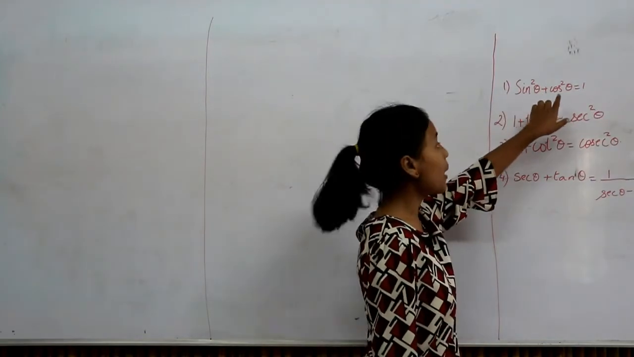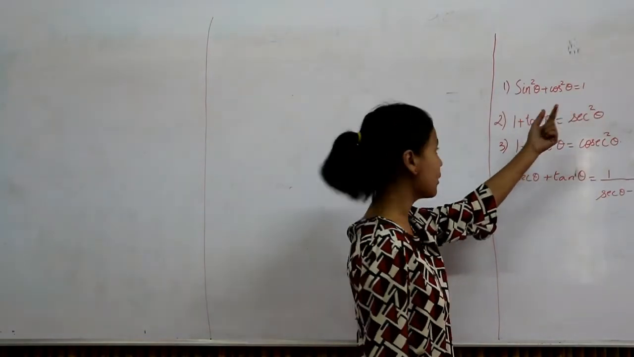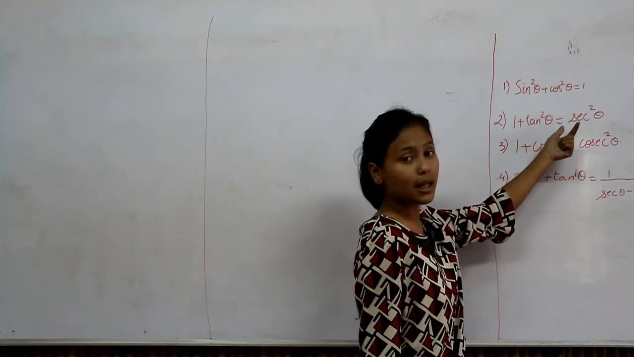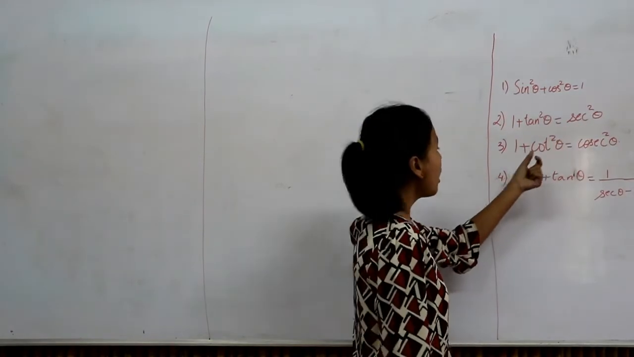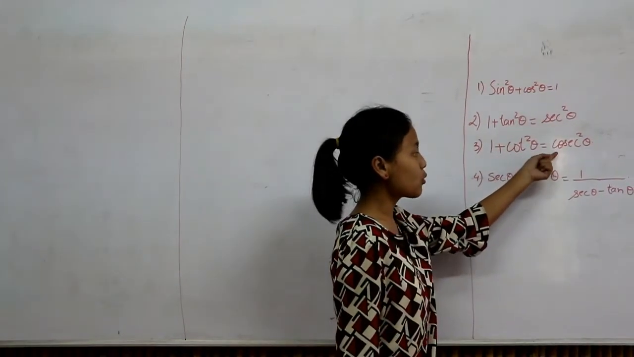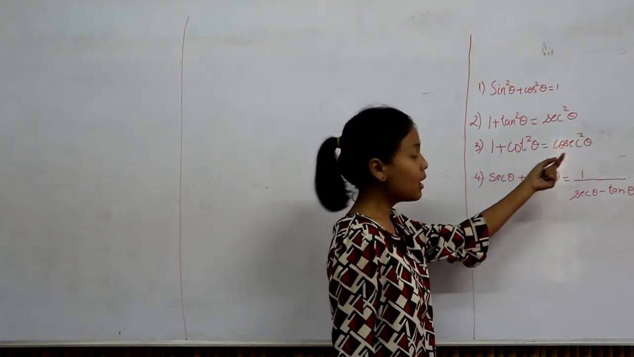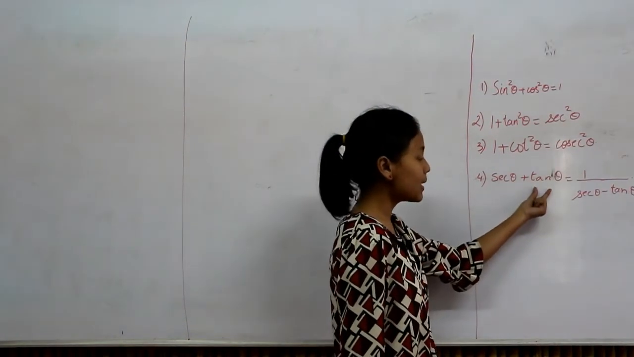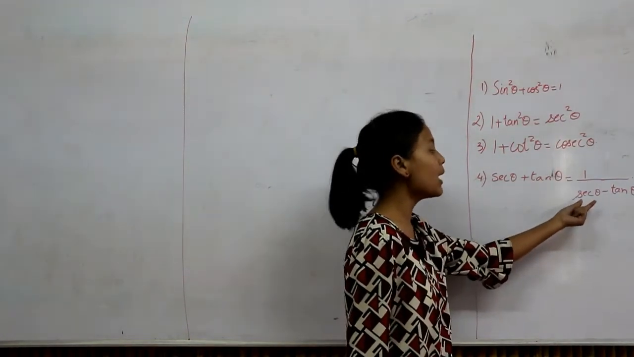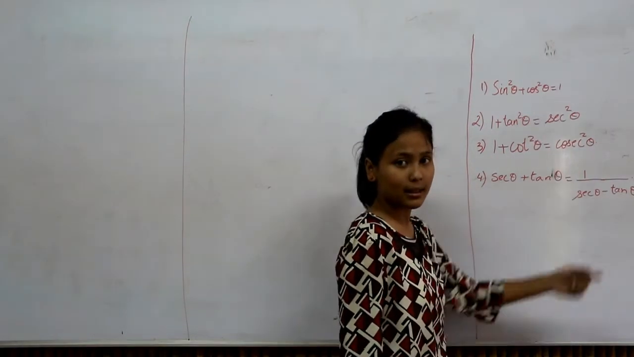Sin square theta plus cos square theta is equal to 1. 1 plus tan square theta is equal to sec square theta. 1 plus cot square theta is equal to cosec square theta. And sec theta plus tan theta is equal to 1 by sec theta minus tan theta.